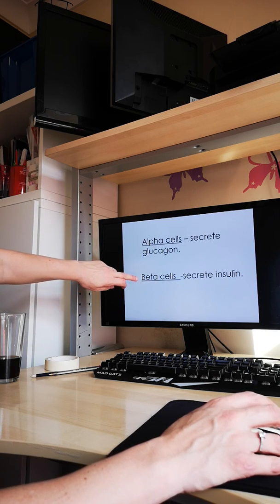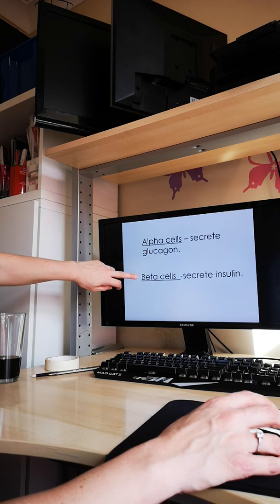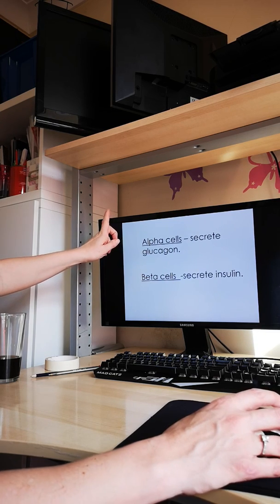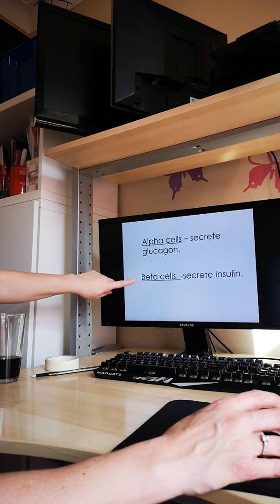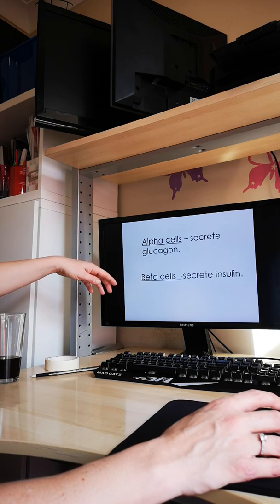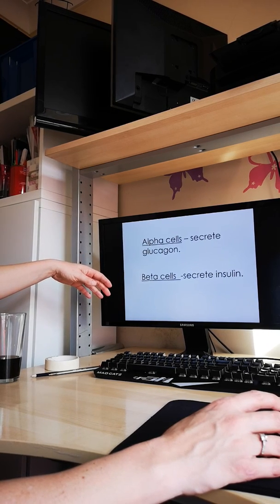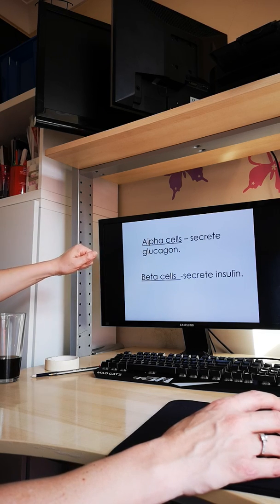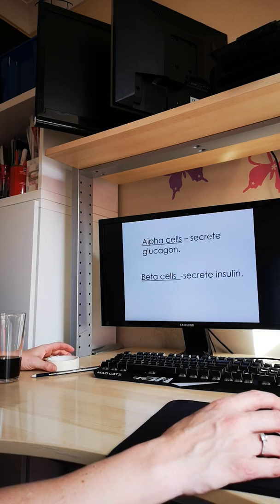In contrast, I'm hoping you remembered that beta cells secrete insulin when your blood glucose goes up. So just after eating, you'll secrete insulin into your blood. That insulin will travel in your blood and bind to receptors, which cause the glucose to be taken up from the blood by those target cells.